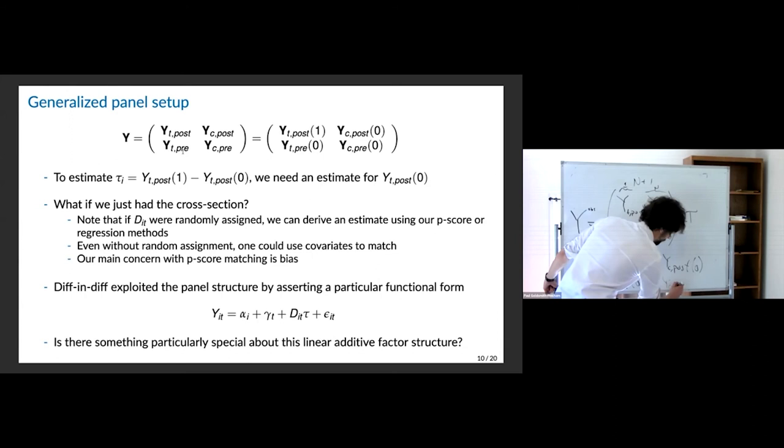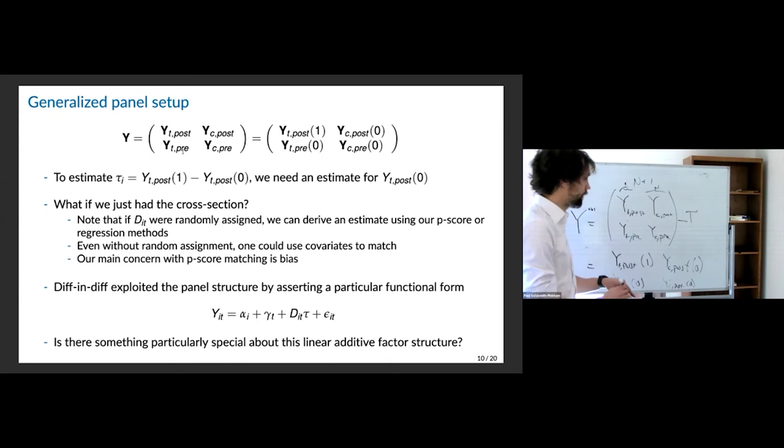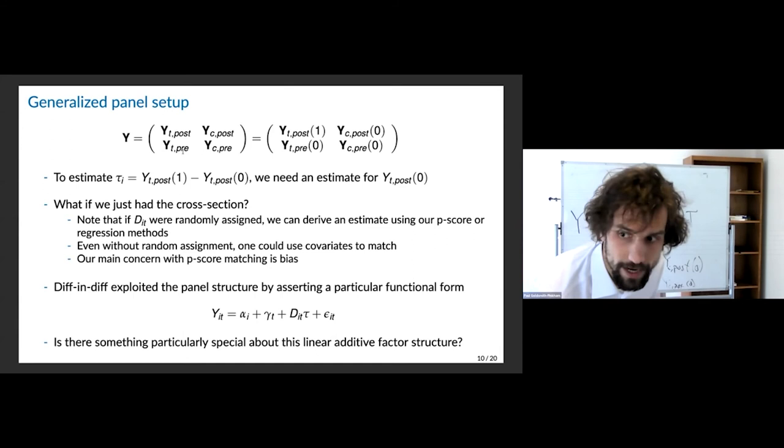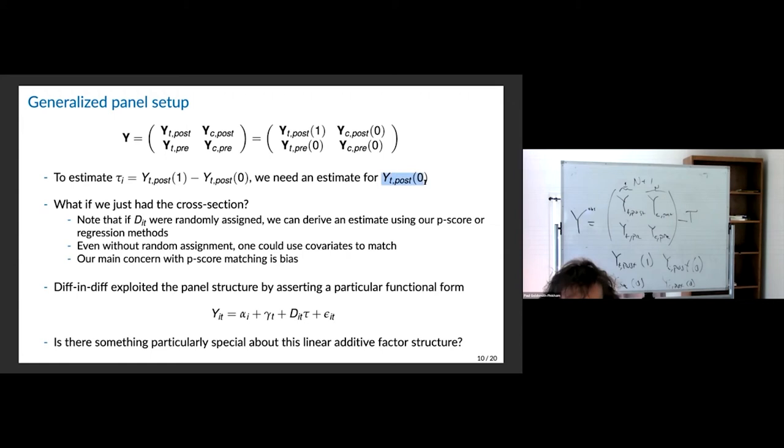So you could think of this almost as two matrices, but the key point is that for this guy, we don't see the version of the post value. What you need to construct is an estimate of Y_T post zero, right? A simple way to think about this: what if we just had the cross section? If D_it were randomly assigned, we wouldn't even have to worry about the panel stuff. Forget about the panel. We would have just estimated in the cross section. We could use the panel for checking balance and doing more fancy stratification. But if it's randomly assigned, we would just construct the Y_T post zero using p-score regression methods or anything else.